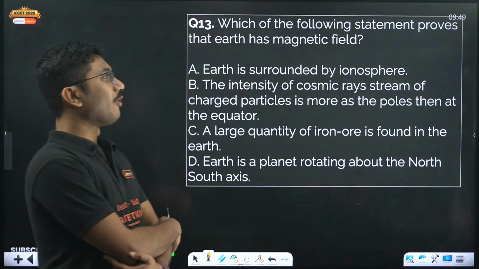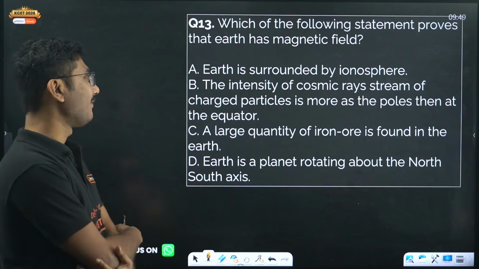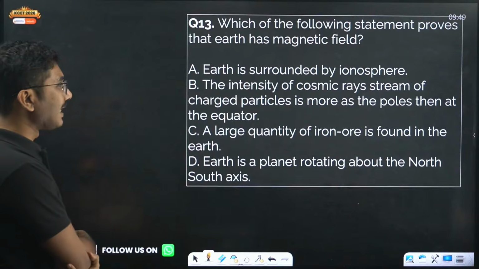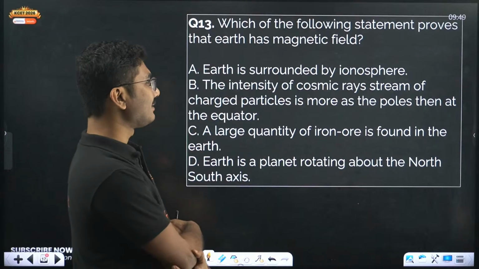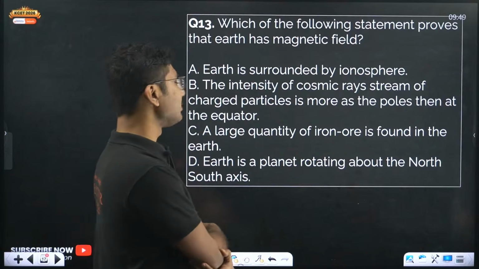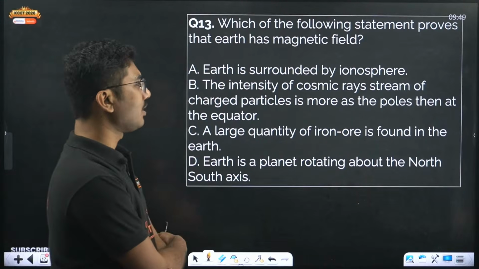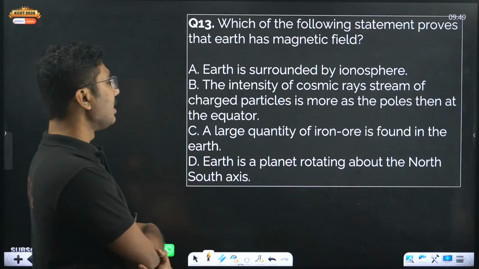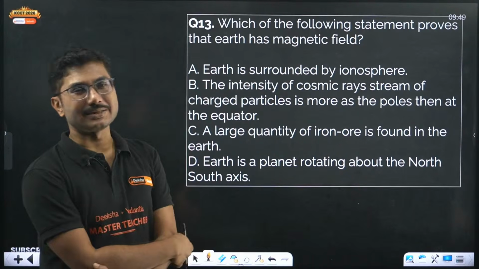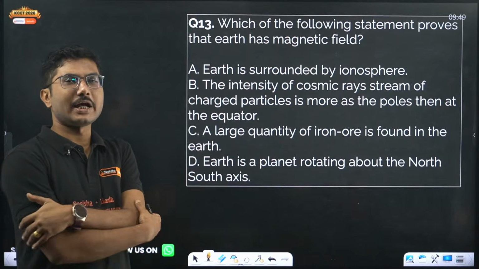Which of the following statements proves that Earth has a magnetic field? Earth is surrounded by the ionosphere. The intensity of cosmic rays, a stream of charged particles, is more at the poles than at the equator. A large quantity of iron ore is found in the Earth. Earth is a planet rotating about the north-south axis. Which observation shows that Earth is a magnet?